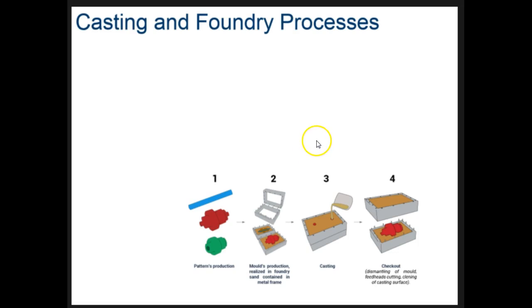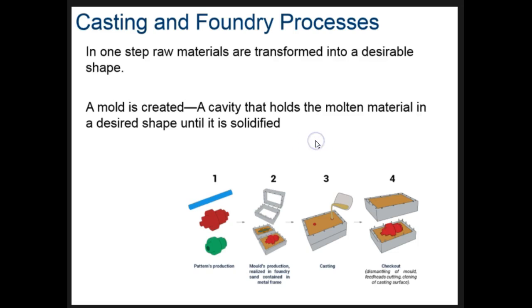The first one is casting and foundry processes. And when we're doing casting is when we take, in one step, we go from the raw material all the way to the shape we really wanted. So first we create some kind of mold, and you can see it in this process here. So we want to have this little red shape made out of metal. So we take this shape and put it in a mold.